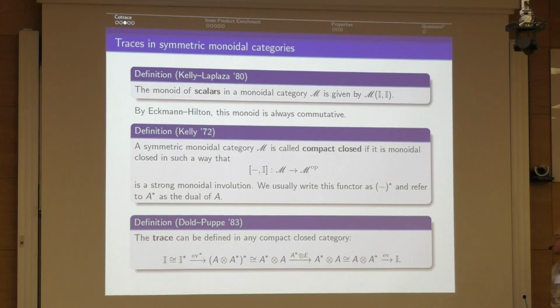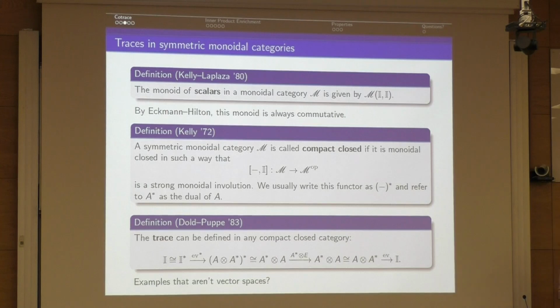Dolden and Puppe pointed out that the trace can be defined in any compact closed category. Because you're closed, you have this evaluation map, and because you've got duals, you can dualize. What this means is you can stick a morphism into the unit object at one end, stick a morphism out of the unit object at the other end, and then stick any endomorphism in the middle. This gives a scalar because it's a map from 1 to 1.